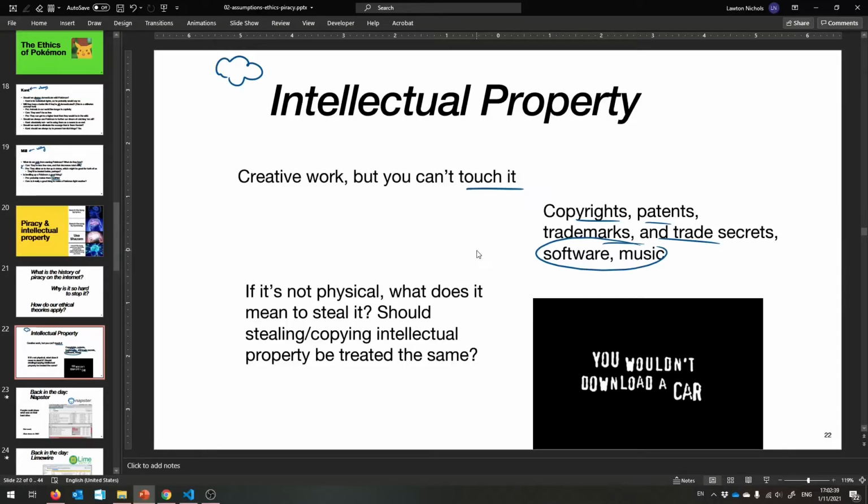So this is a great question now. If it's not physical, if it's not something that you can touch, what does it mean to go and steal it? And then the follow-up question is, should stealing and copying this intellectual property be treated the same as stealing something? Because that's what we think of it as. Is it really the case?